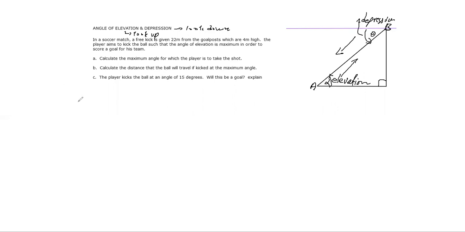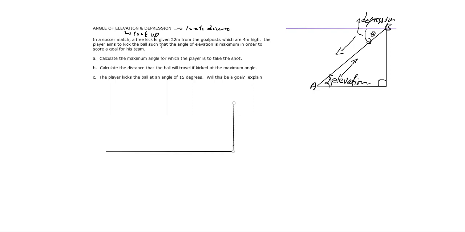So let's quickly solve this problem here. In a soccer match, a free kick is given 22 meters from the goal post, which are 4 meters high. Okay, that information is enough. I can set up some triangle there. So let's see. A free kick is given, and the posts are 4 meters high.